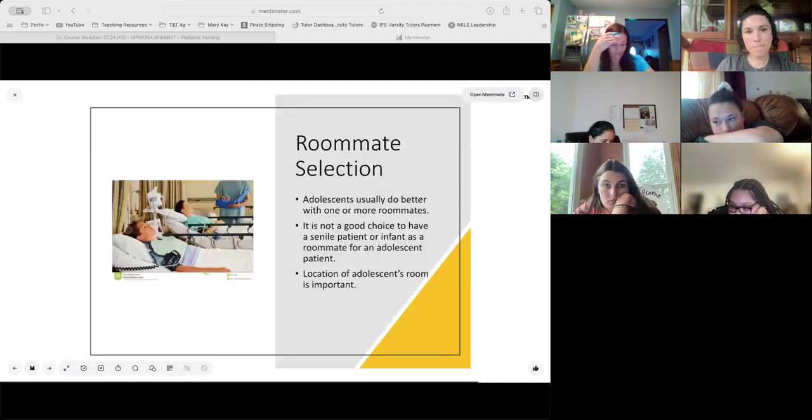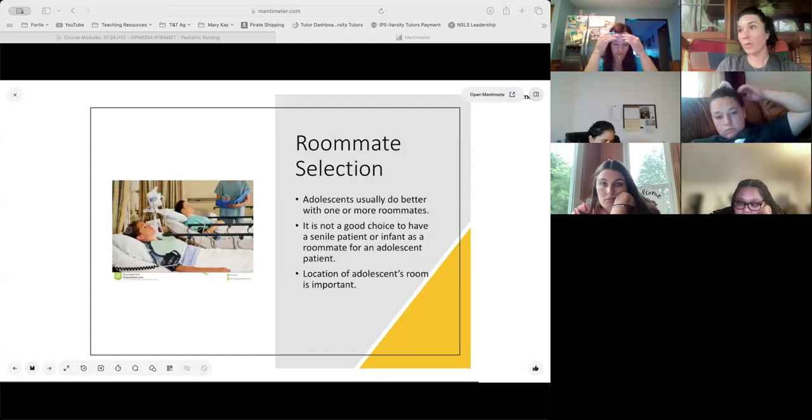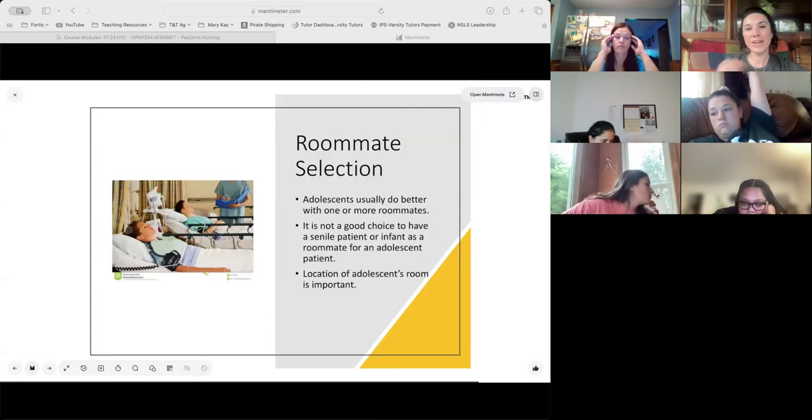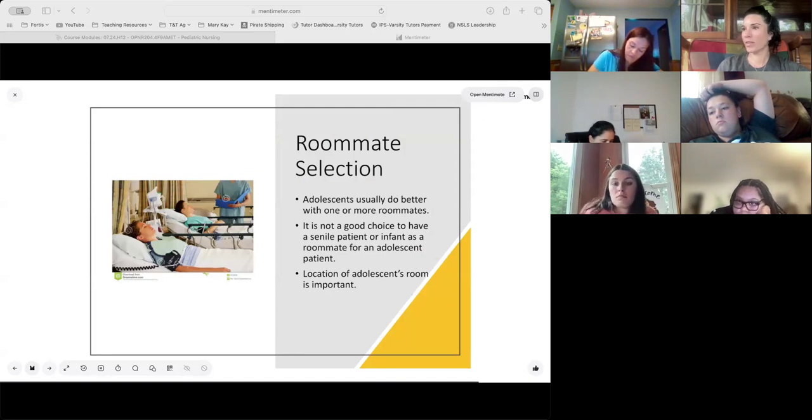We're going to keep going. When we're trying to choose roommates, we want to make sure that we're pairing somebody that is age appropriate and disease appropriate. So we don't want to put an adolescent and an infant together. The infant is going to be crying, is going to wake up the adolescent. They also can't interact with each other, and we know that socialization and peer interaction are essential for adolescents.